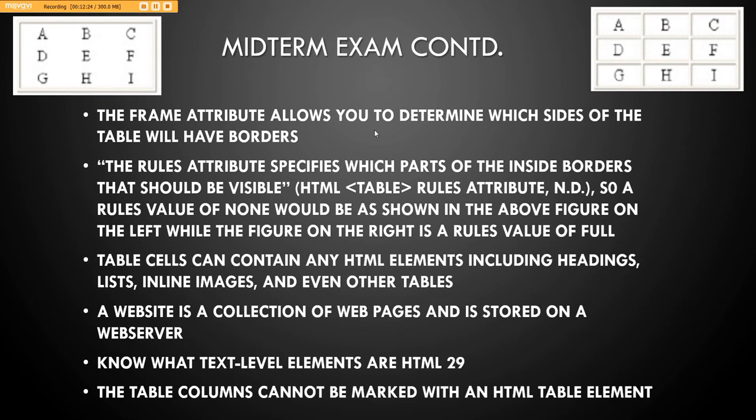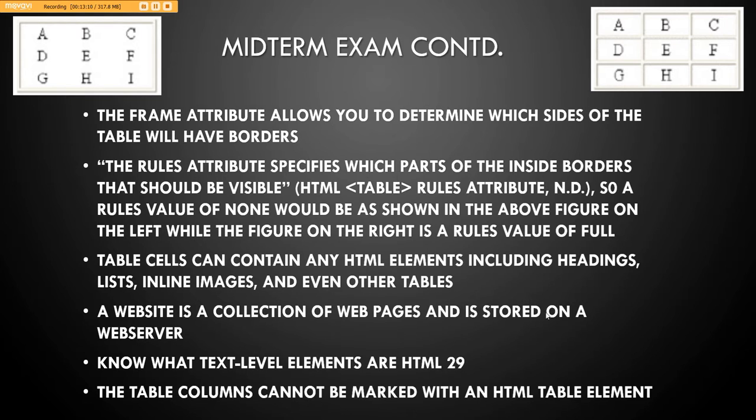The frame attribute allows you to determine which sides of the table will have borders. The rules attribute specifies which parts of the inside borders should be visible. Rules attribute, that's in the text. So a rules value of none will be as shown in the above figure on the left, while a rules value of full is shown on the right. So this is full and this is none. And you see it only has to do with the inner borders. So the frame attribute is what has to do with the outside borders.